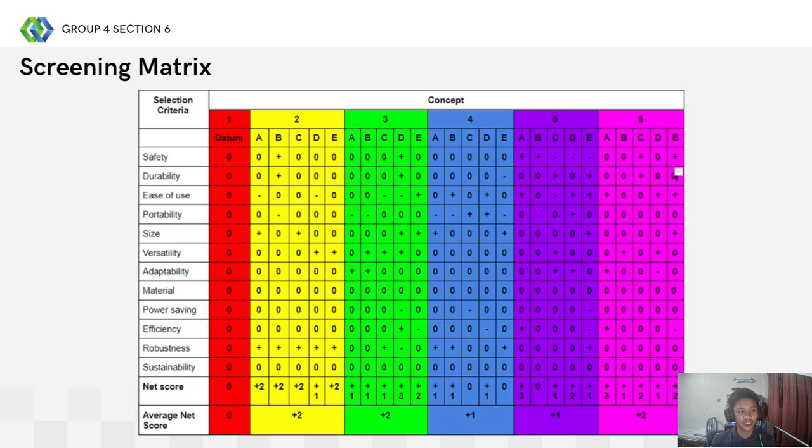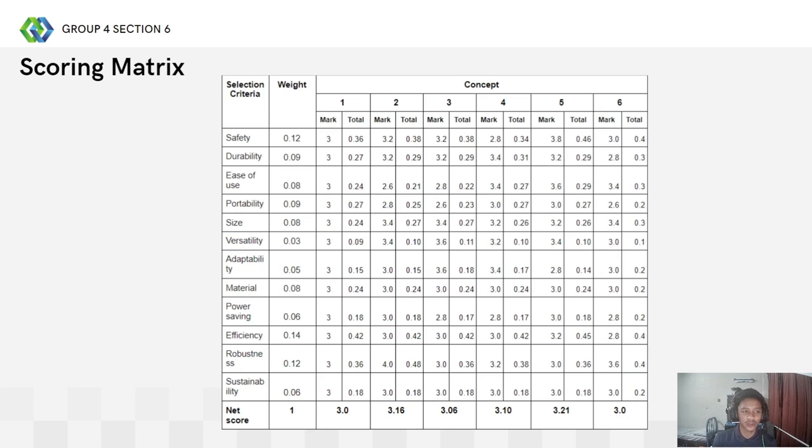Next, we will continue with the screening matrix. For the screening matrix, we discussed the criteria needed to achieve our design objective. We divided the concepts into a few tables so that all our teammates can do the marking, excluding their own concept. The final result is acceptable, as the score is positive, and the highest one is positive too. Next, we continue with the scoring matrix, and the result is also acceptable, as all the results are higher than or equal to the datum, which is 3.0.